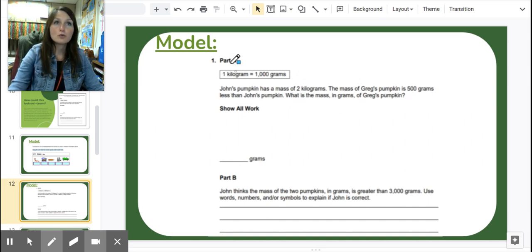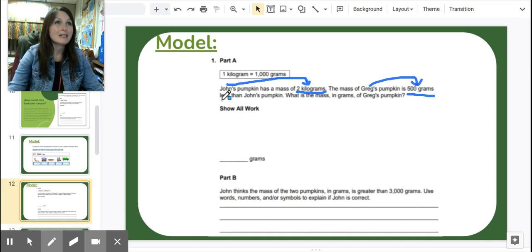There's two parts, so I need to start with part A. It says John's pumpkin has a mass of 2 kilograms. That seems important, so I'm going to underline that. The mass of Greg's pumpkin is 500 grams. So John has 2, Greg has 500. Oh, not just 500, 500 less than John's. What is the mass of Greg's pumpkin?